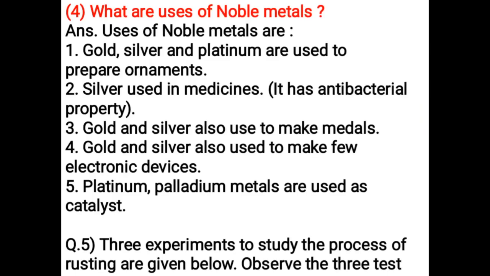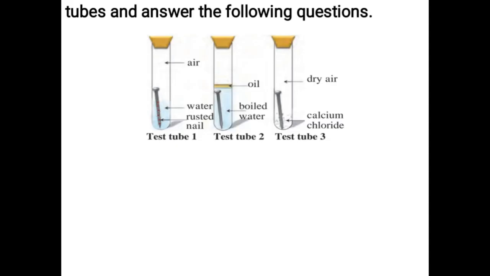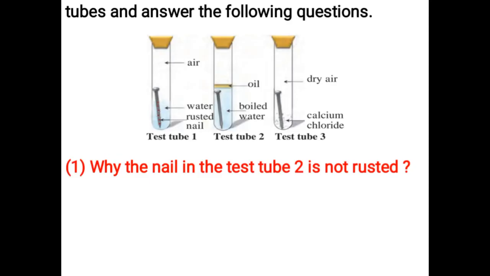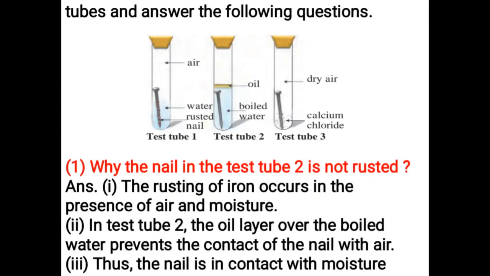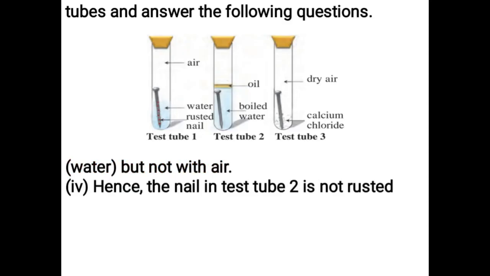Three experiments to study the process of rusting are given below. Observe the three test tubes and answer the following questions. Why is the nail in test tube 2 not rusted? The rusting of iron occurs in the presence of air and moisture. In test tube 2, the oil layer over the boiled water prevents the contact of the nail with air. Thus, the nail is in contact with moisture, water, but not with air. Hence, the nail in test tube 2 is not rusted.